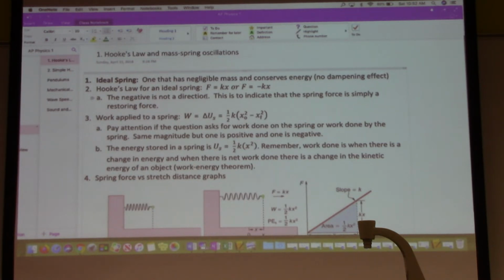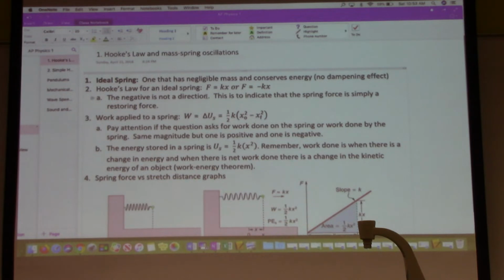Speaking of ratio, Hooke's law for an ideal spring says that the force from a spring is equal to kx. The x in the equation is the stretch or compression distance. This is not the length of the spring. So any problem that gives you spring length, you will need to identify the stretch or compression distance to fill in the value for x.